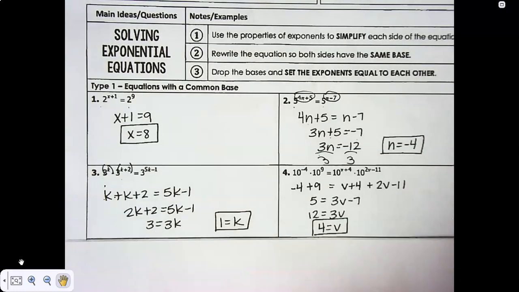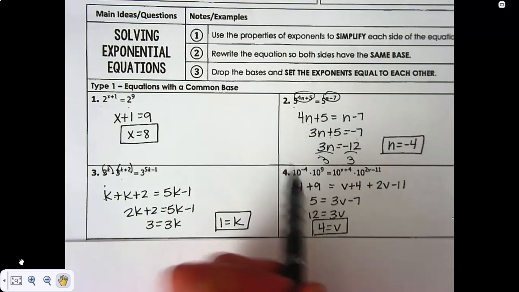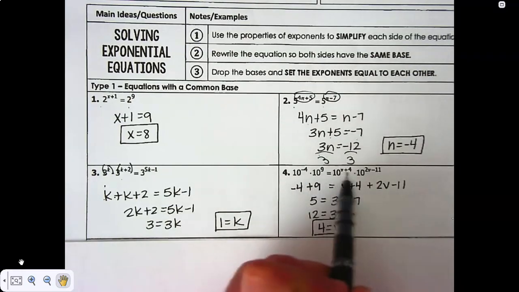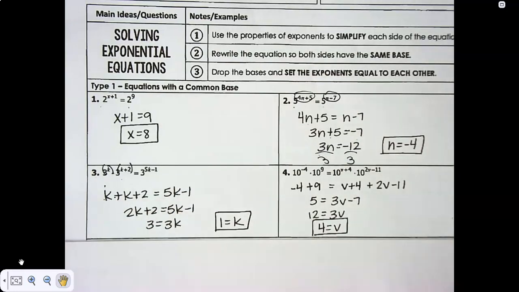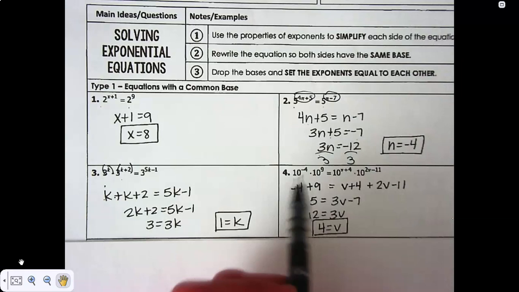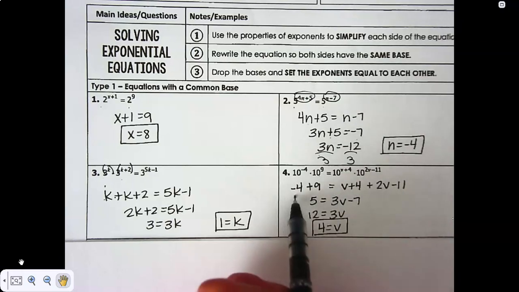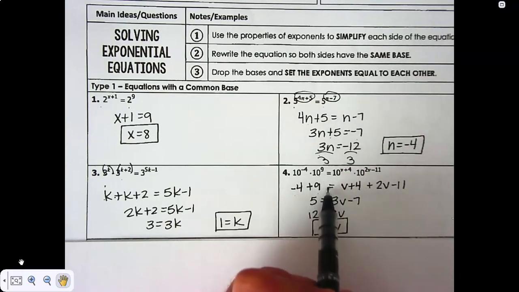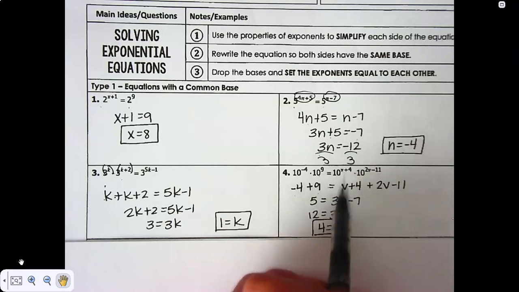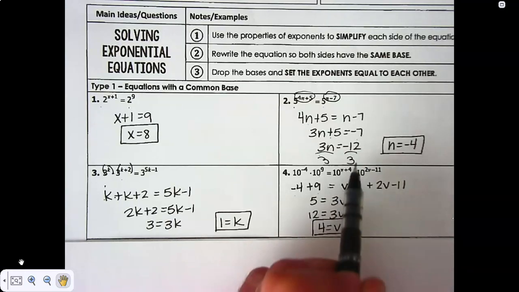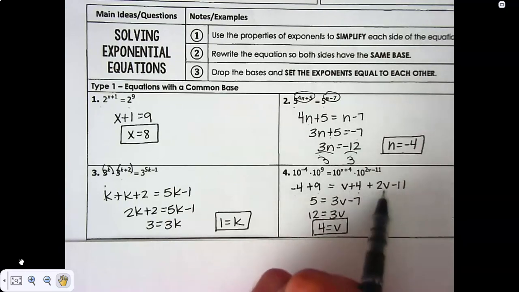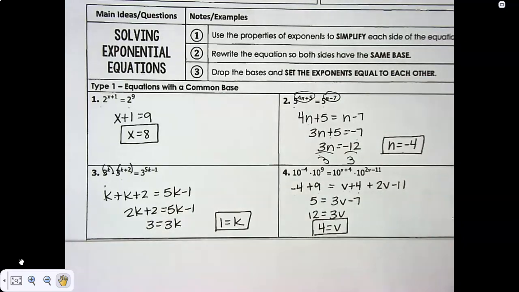For number 4, here we don't have any x's on the left side in the exponents. They're all over on the right side, or excuse me, not x's, variables, because it can be any letter, not necessarily x. But it's the same rule. If we have the same base and we're multiplying them with different exponents, then we're going to add those different exponents. So I have negative 4 plus 9 equals, on the left side right here, I have v plus 4. I'm going to add that to the right side exponent, which is 2v minus 11. So it just becomes one long univariable equation.